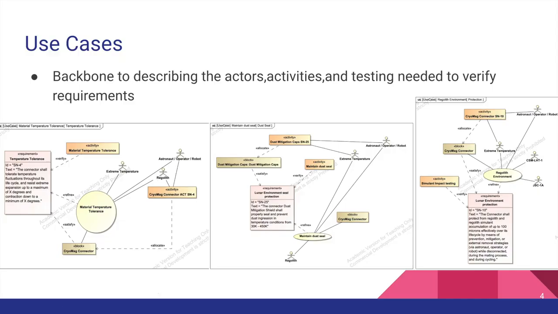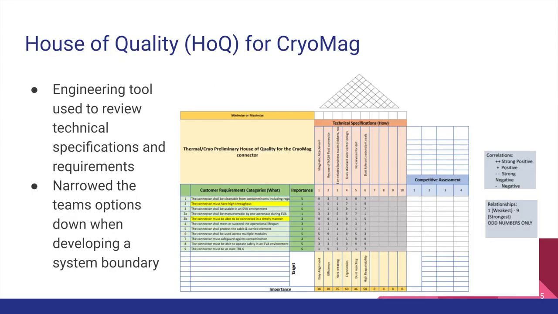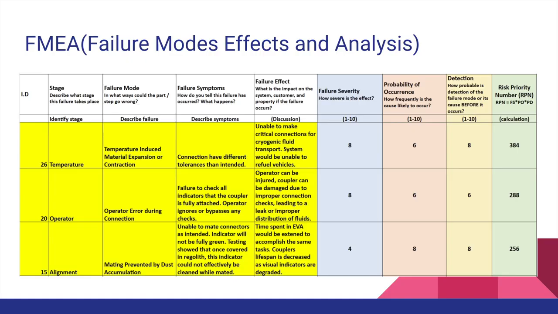Throughout this project, we have also developed different deliverables to assist us in the creation of the framework. We created a house of quality, an FMEA, and a large requirements spreadsheet. The HOQ was used to pinpoint what type of connector we wanted to focus on, mechanical, electrical, or thermal. This allowed us to review both the technical specifications and customer requirements. Using an FMEA, we identified over 30 risks concerning the CryoMag and then integrated them into the SysML model.